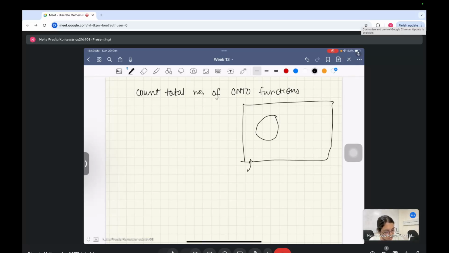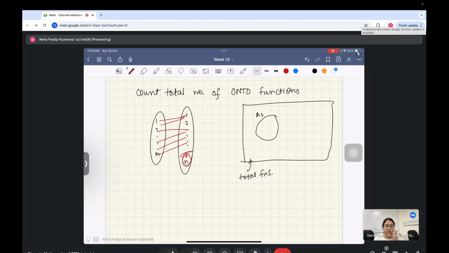But instead, maybe I have this universe, which is the total number of functions that I have. And let's say that a function is not onto. So when do I say that a function is not onto? So it is possible that we have 1, 2, 3 and so on up to n. It is possible that there is a function that goes like this, and it never ever covered this element n. So there is nothing that goes back to this set. So it is possible that this element remained uncovered, and therefore the function is not onto.